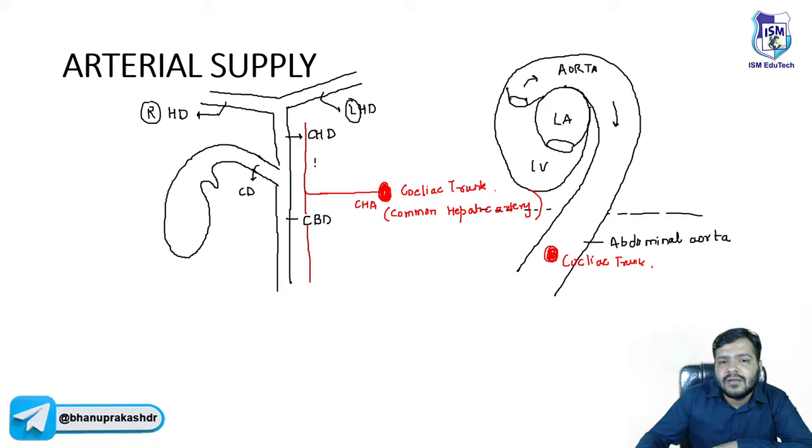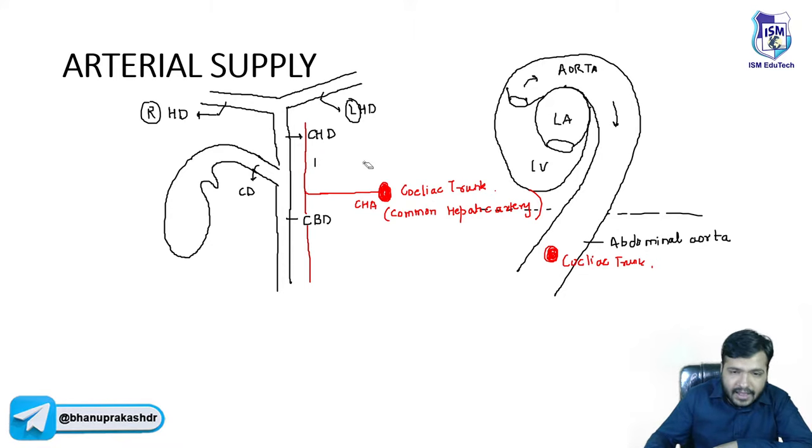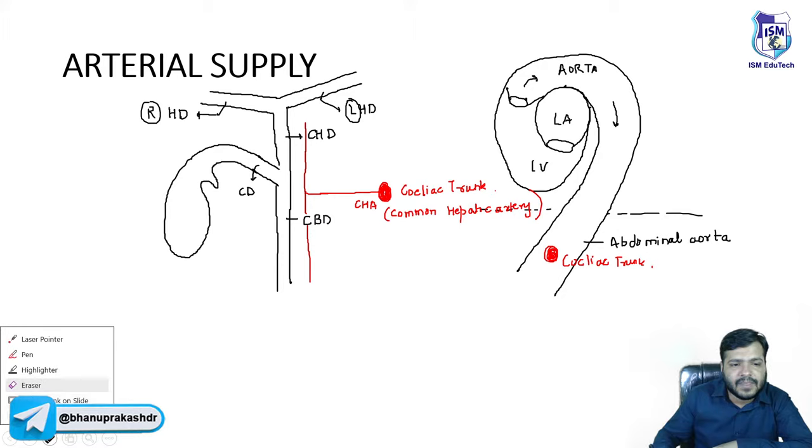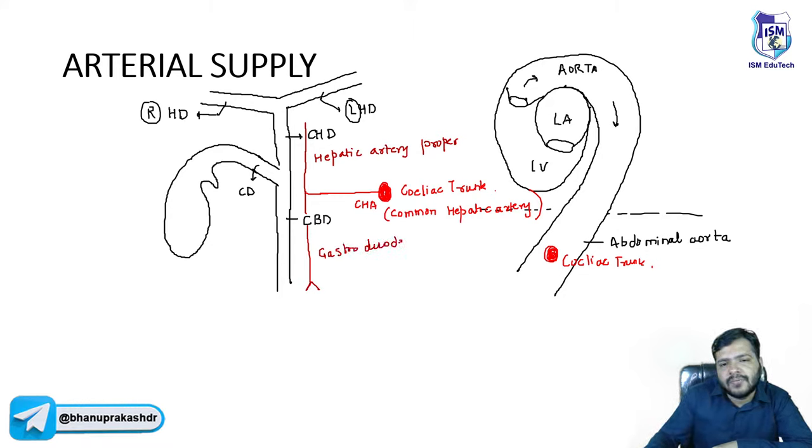It is the hepatic, okay, let me write this with the pen so that it's clear. Gastroduodenal artery, very good Tanvi, very good beta. It is the hepatic artery proper, and we have the gastroduodenal artery.